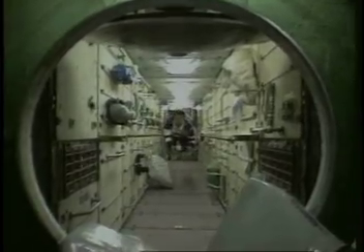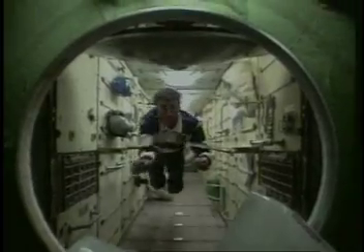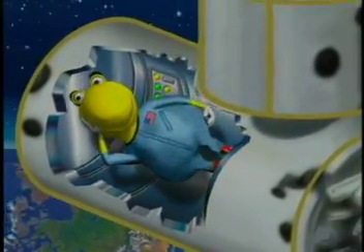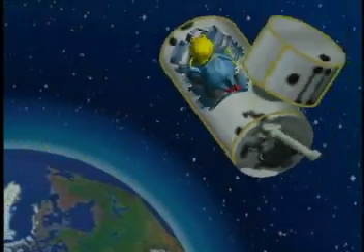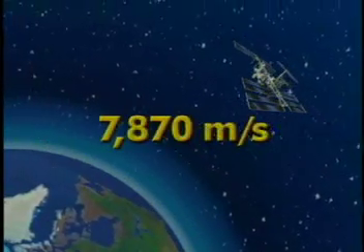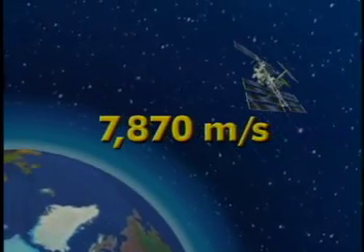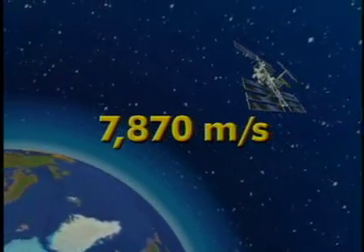In the same way, astronauts inside the ISS or the Space Shuttle are falling around the Earth. Unlike the apple on the scale, both the astronauts and the spacecraft free fall by circling the Earth at approximately 7,870 meters per second, or 17,000 miles per hour. They're falling towards the Earth, they just never get there.